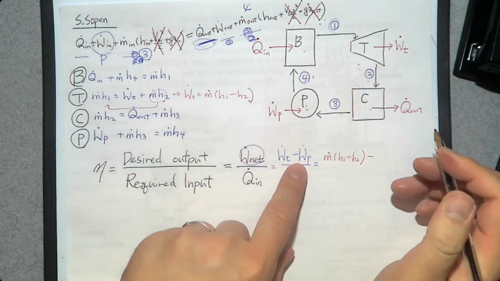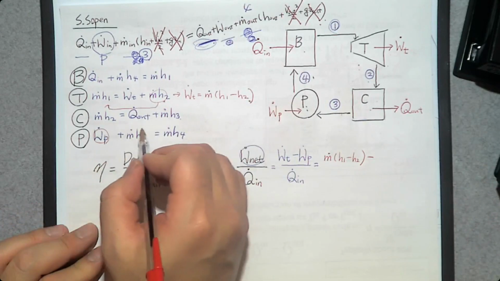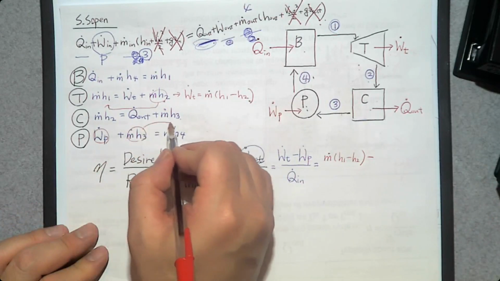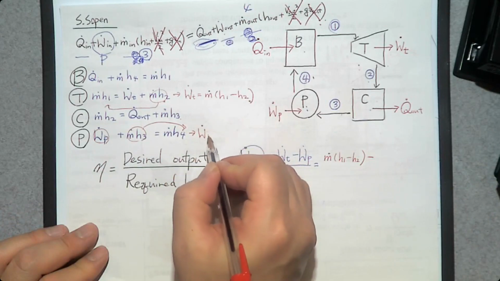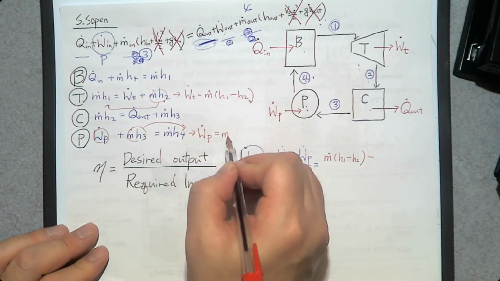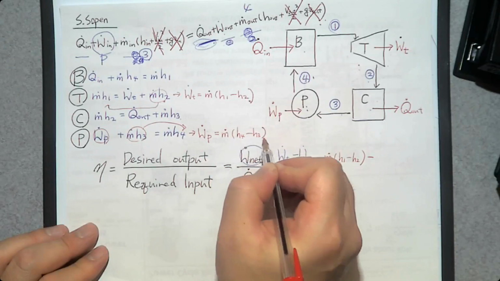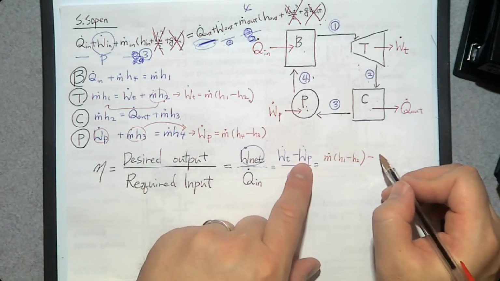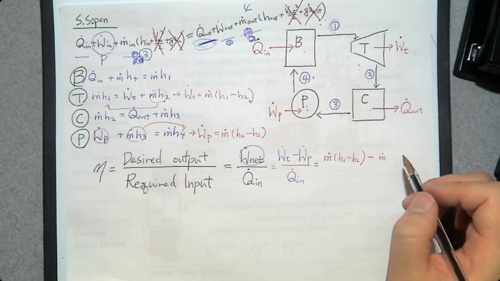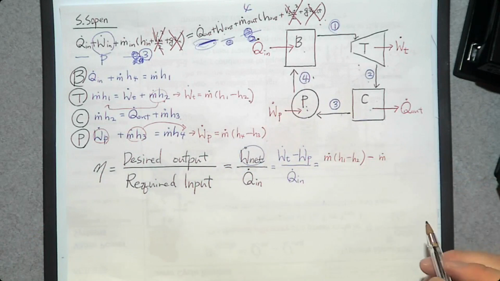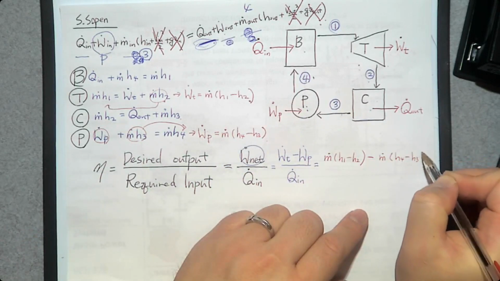What about this pumping power? The pumping power is here, so why don't we move this one to the right-hand side, and we get the pumping power W dot P is going to be m dot (h4 minus h3). So we can say this W dot P is m dot (h4 minus h3).